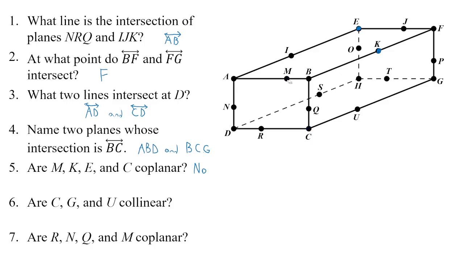All right, next, are C, G, and U collinear? C, G, and U. So here's C right here. Here's G. And here's U. They're all on the same line. So yes, they are collinear.